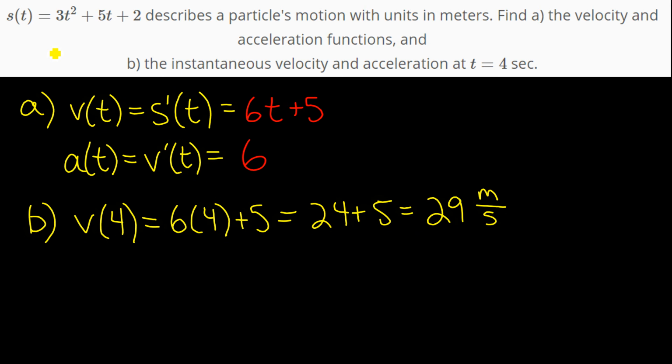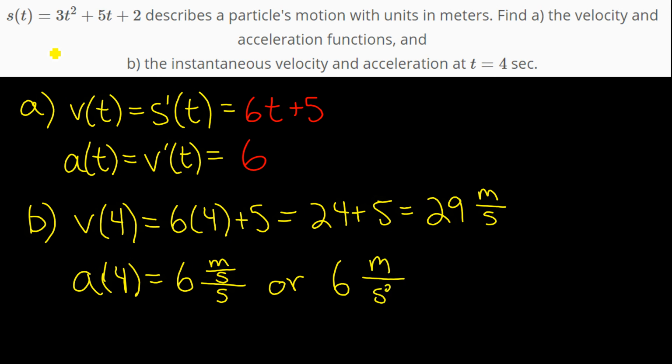When I'm asked to do my acceleration at time 4, well, it's always 6. And when we do this, we're taking meters and dividing by seconds, and then we divide by seconds again. So it's meters per second per second. Or more commonly, what you're going to see is it's going to be 6 meters per second squared. But that's normally how you see the physics problems listed.